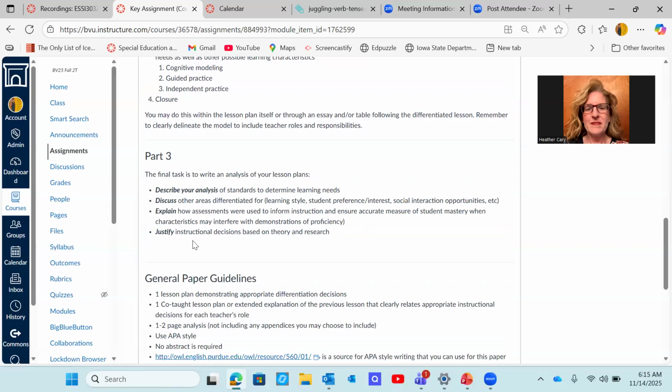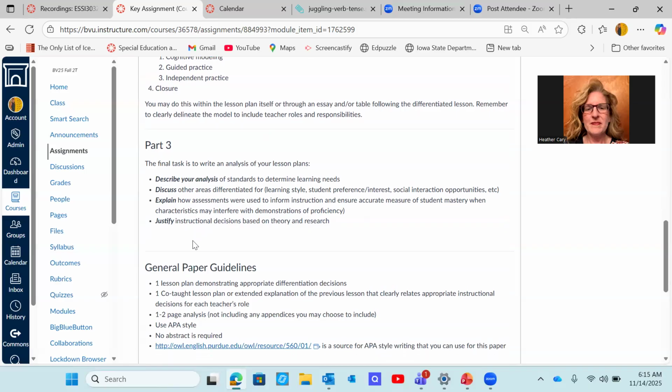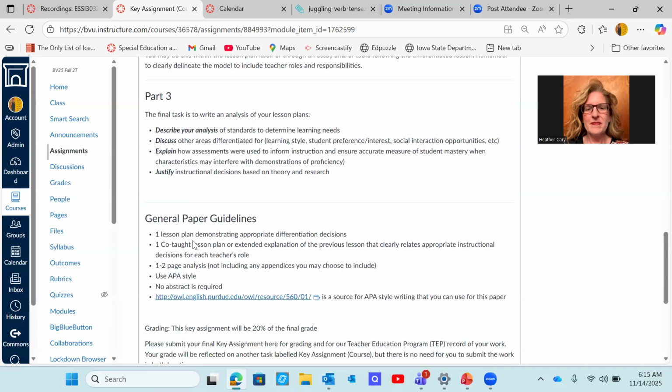Explain how assessments were used to inform instruction and ensure accurate measure of student mastery, when characteristics may interfere with demonstration of proficiency, and then justify your instructional decisions based on theory and research. So the lesson plan must have the appropriate differentiation decisions. All the lessons that we did throughout the term really go towards this assignment, this key lesson.